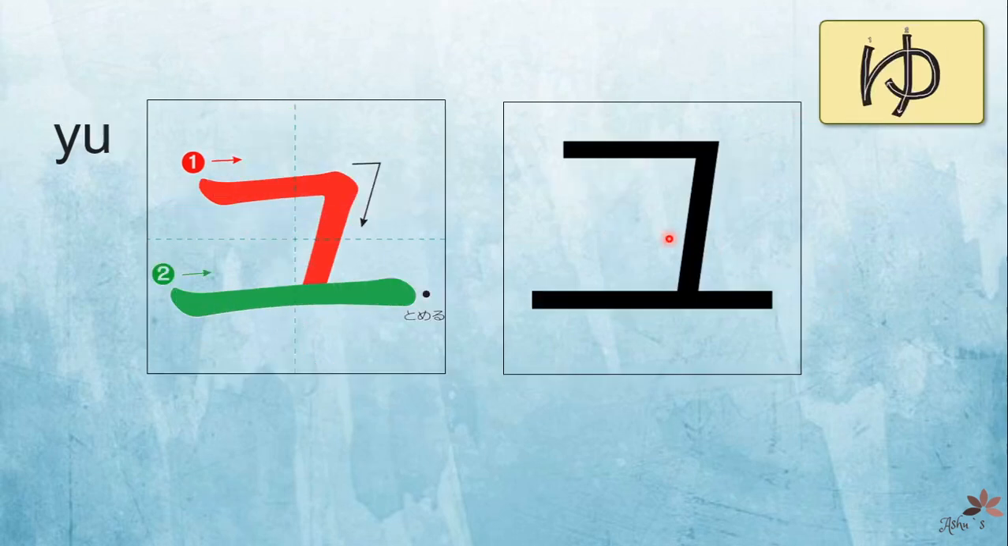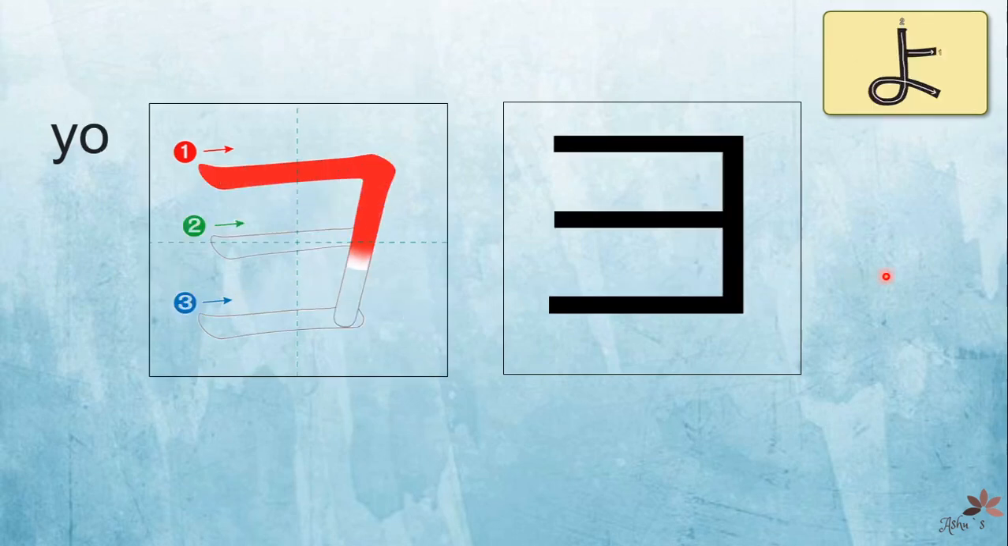Yu. It has two strokes. The first one is like this and the second a horizontal line. Yu. Yo. There are three strokes in this: the first stroke, second stroke and the third stroke. You can remember it as the mirror image of the English alphabet E. Yo.